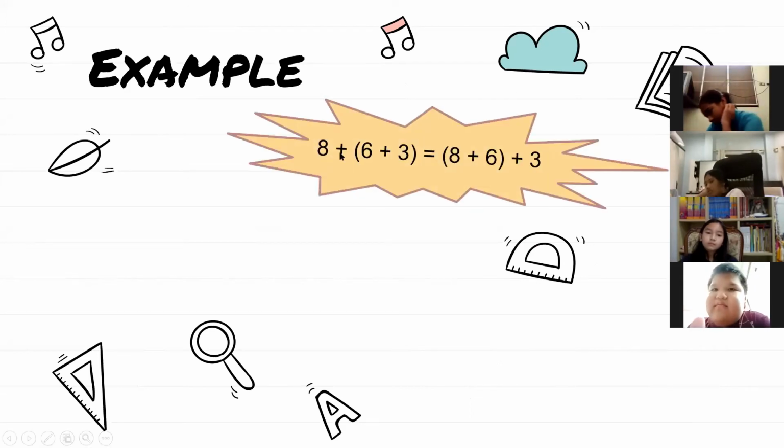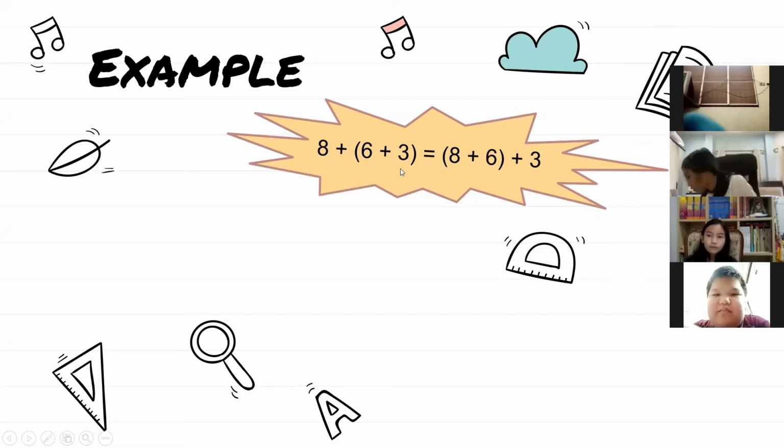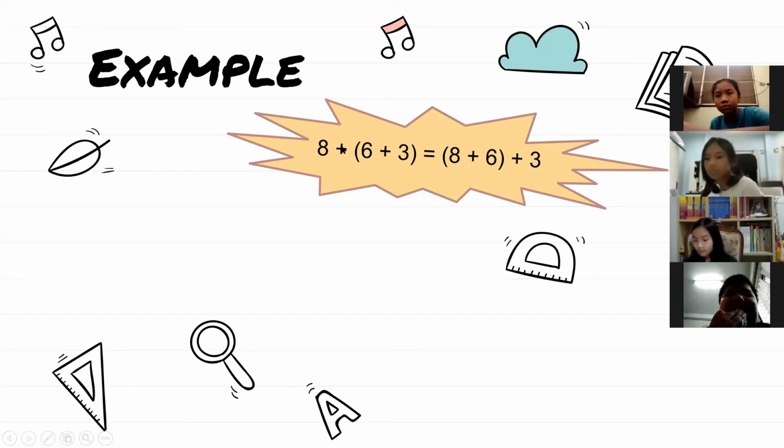8 plus 6 plus 3 equals 8 plus 6 plus 3. So we put the parentheses in different places. So what will be our answer here? 17. So even if we put the parentheses in different places, we will get the same answer. Even if we put the numbers in any order, we will get the same answer.